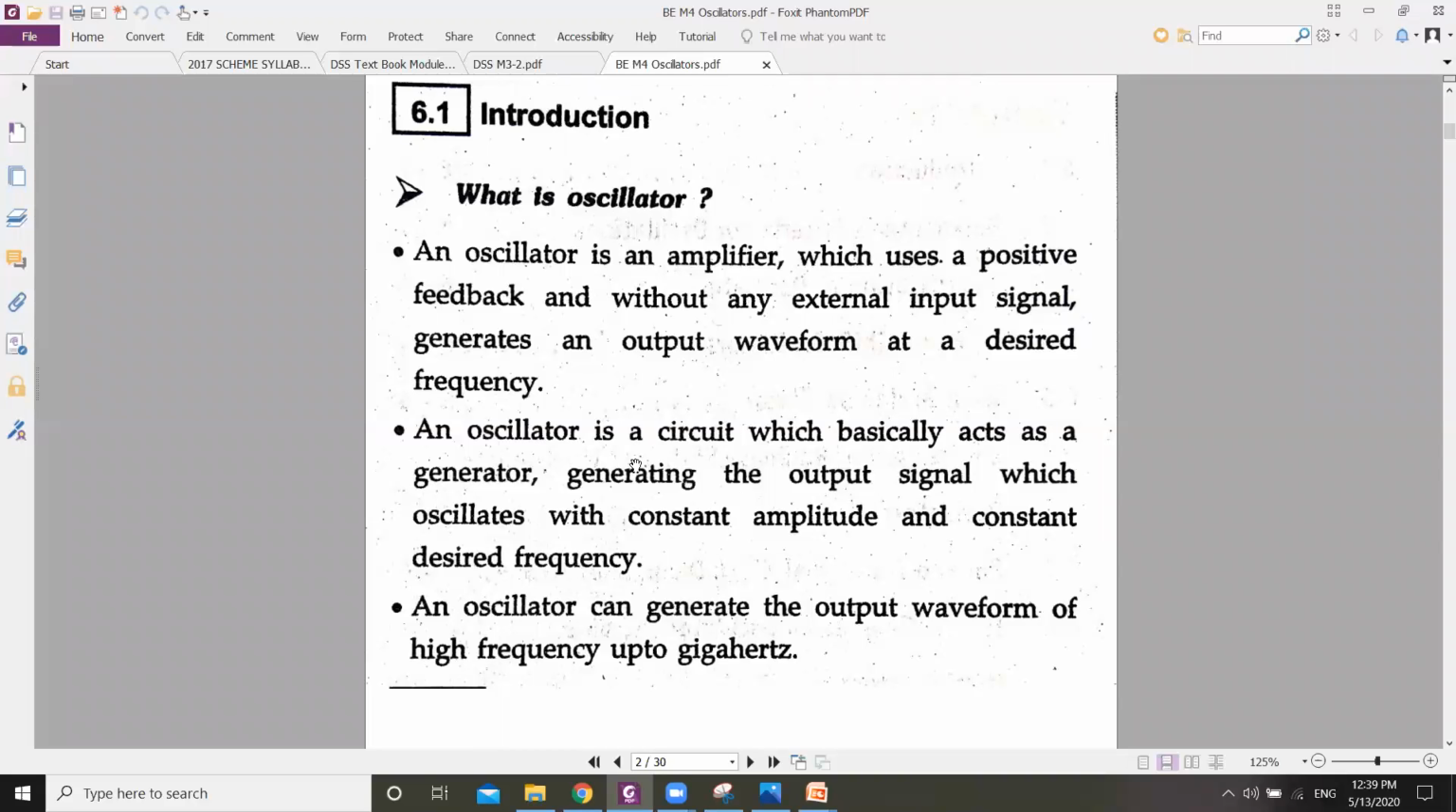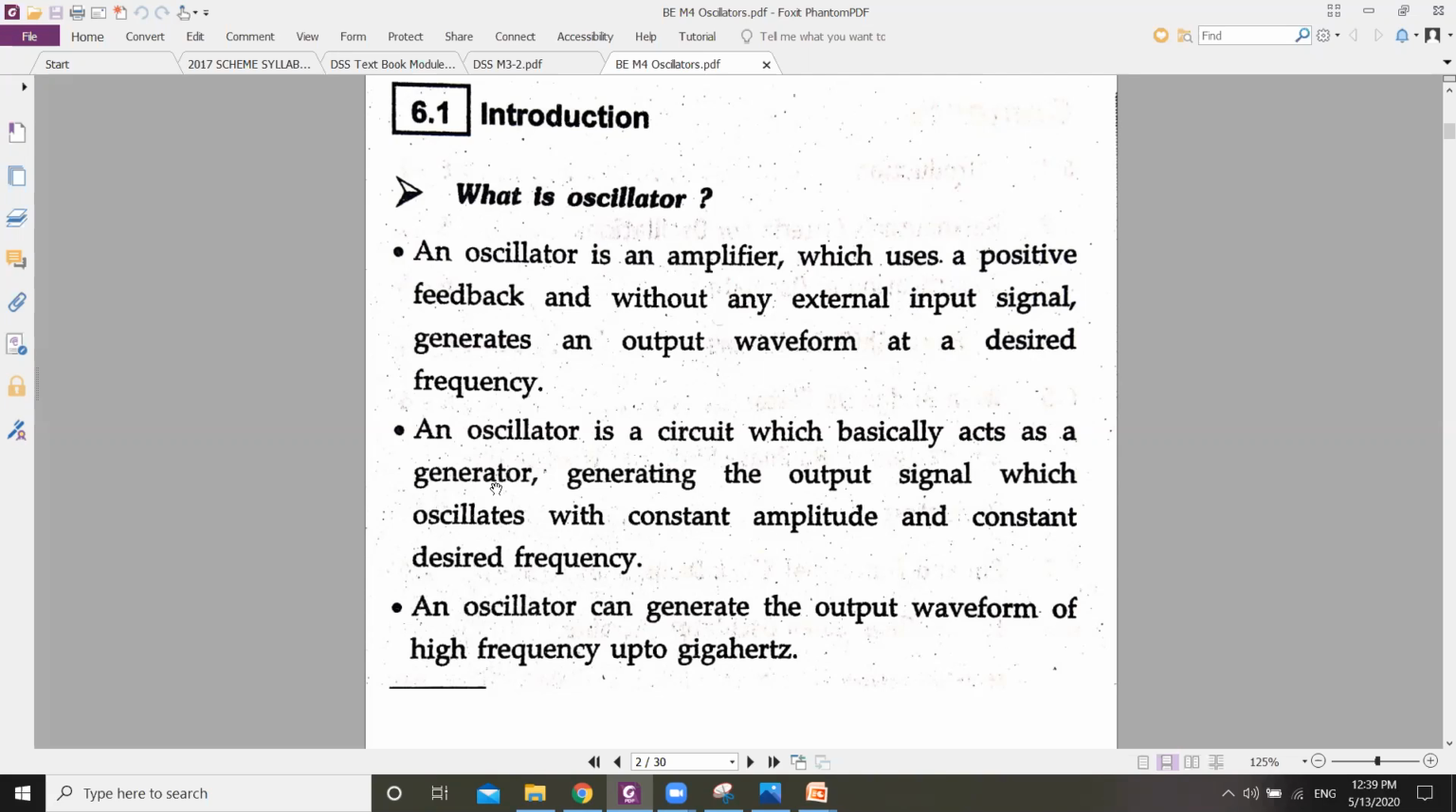An oscillator is a circuit which basically acts as a generator. What it generates is oscillations, generating an output signal which oscillates with constant amplitude and frequency. The generated output signal will have a constant amplitude, that is voltage, and the desired frequency. Whatever frequency you want, for that you are supposed to design. Such a circuit is called an oscillator.